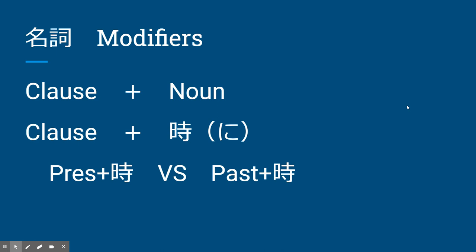They have to do with clauses plus nouns, basically the plain forms we talked about, and then clauses plus toki ni. Remember when you're modifying time, you basically say when blah blah blah, versus if, which I'll cover in a second. When you do something, you use clauses plus toki ni. Present tense with toki, so suwaru toki means when you sit, versus suwatta toki, when I sat. That's pretty kantan, I think. But if you want a refresher, in your kyokasho, it's on page 46.